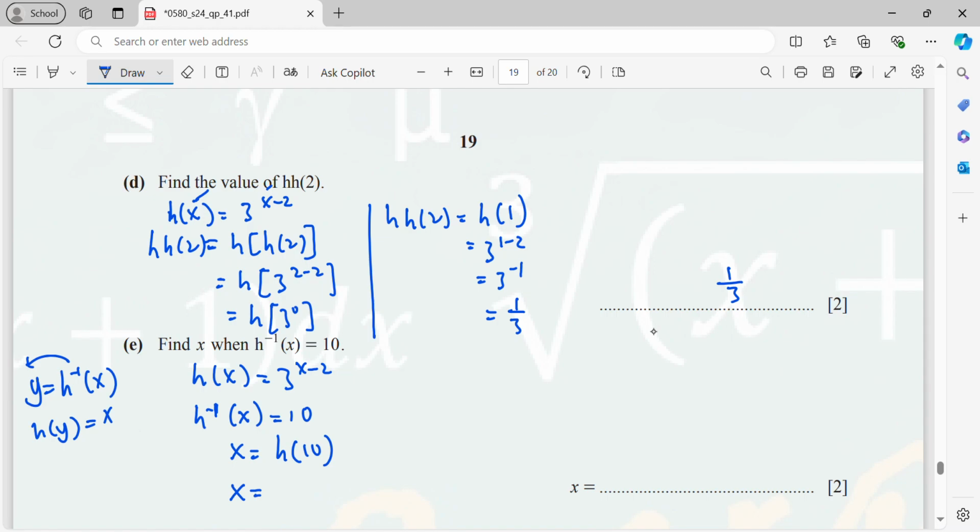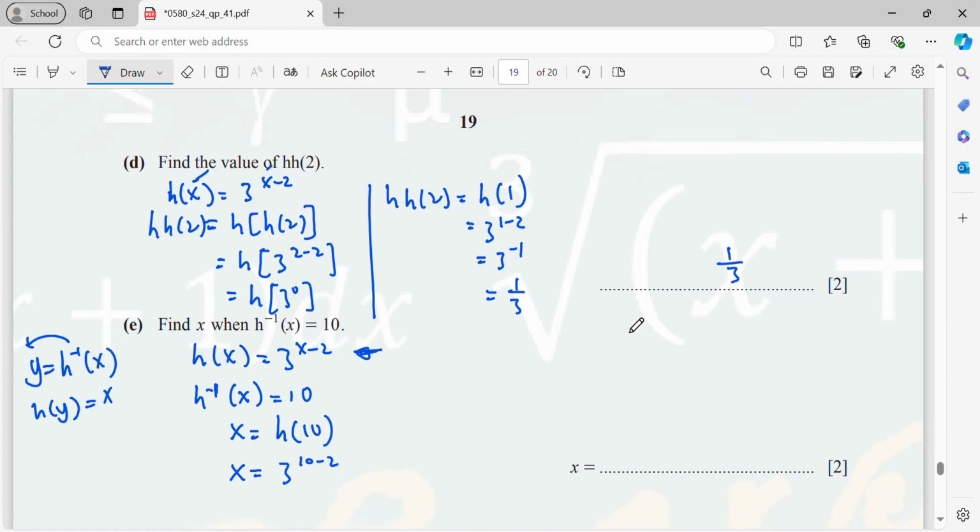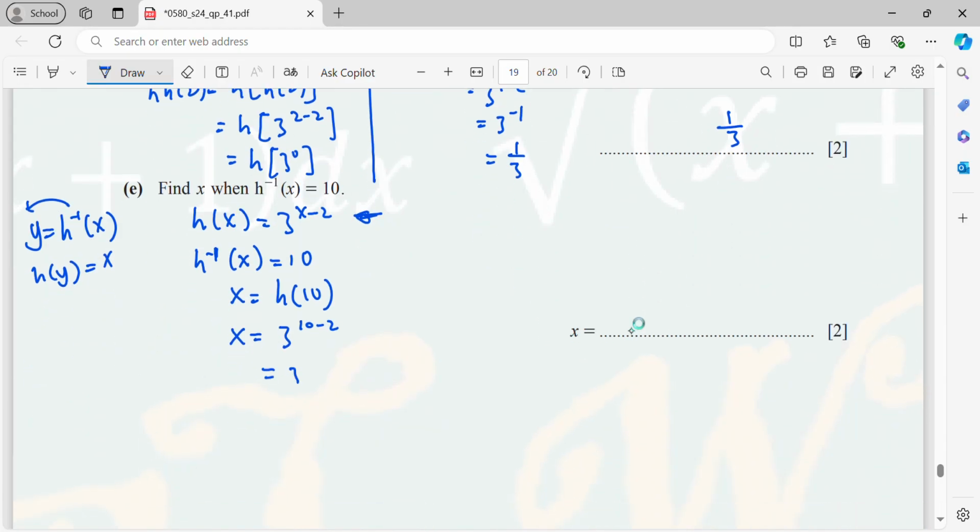h(10) is basically, now you replace the x by 10 here. That is 3 to the power of 10 minus 2. Therefore, I'm getting 3 to the power of 8. That is my x. So this 3 to the power of 8 is basically 6561. So that is the solution of this part E.